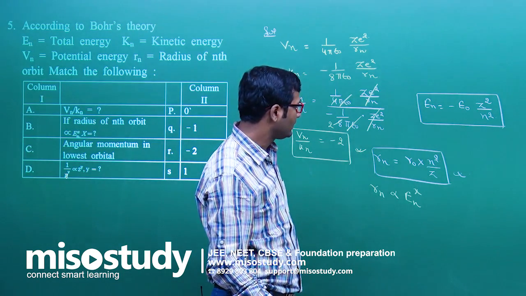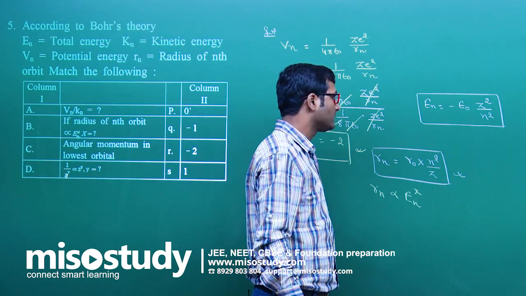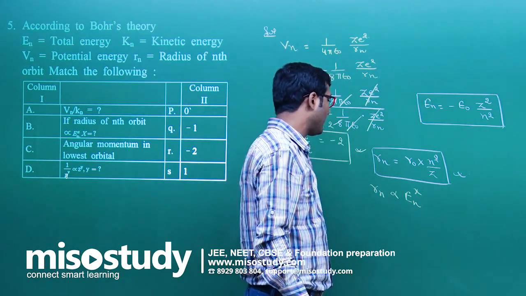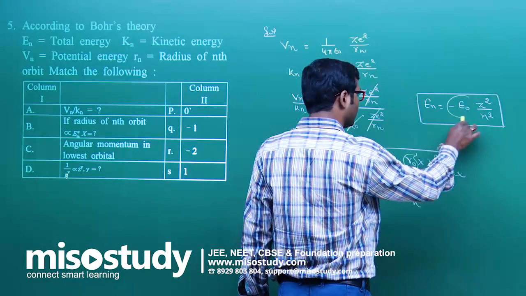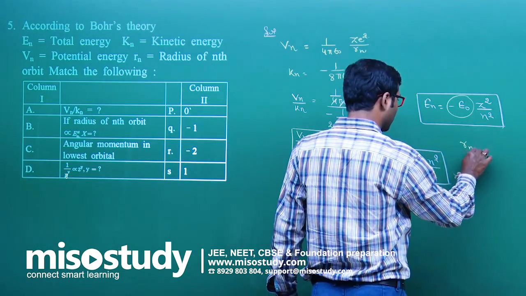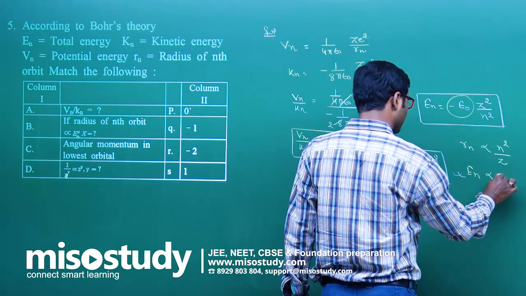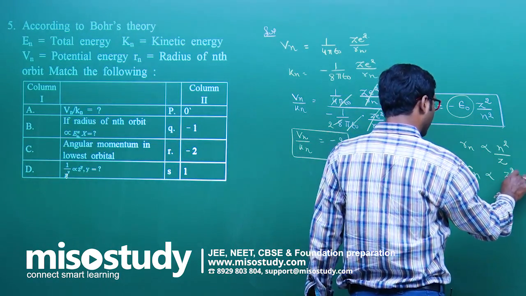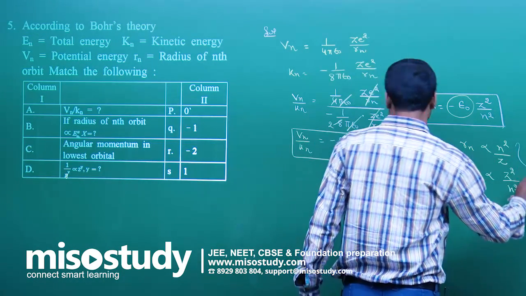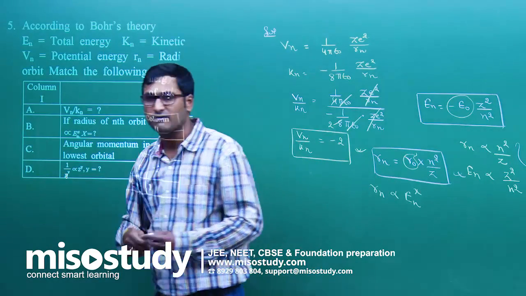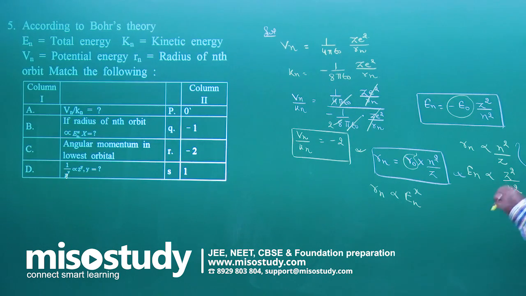We know how Rn and En are possible. If I write here Z into n, it is similar, there is only a gap of Z. So if I take this value as a constant, then still Rn is directly proportional to n square upon Z, and En is directly proportional to Z square upon n square. Okay, this is a slightly different thing. I think we have to check the probability. Give me a few seconds so that I can check this question.